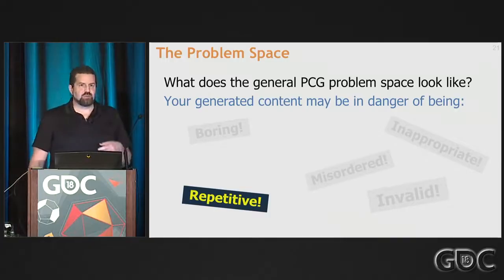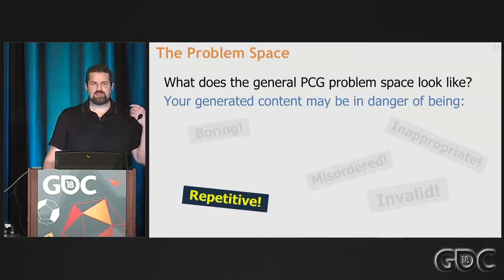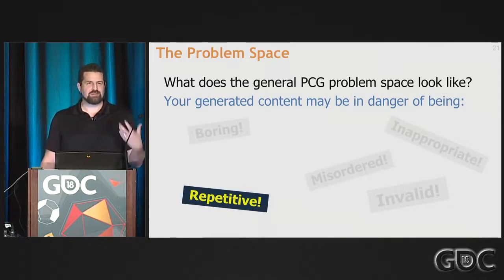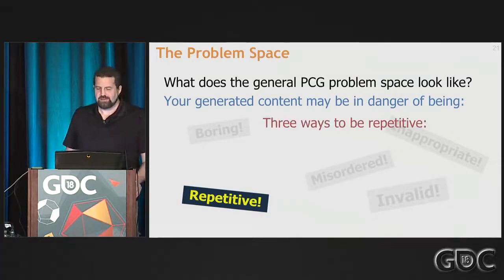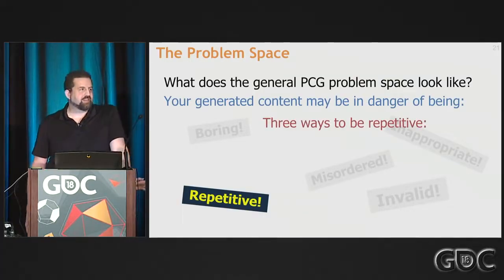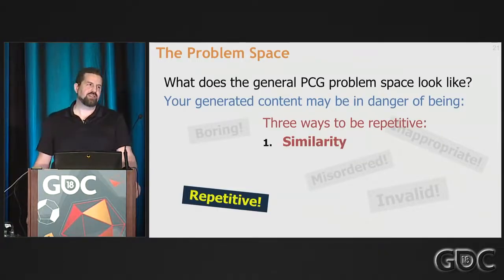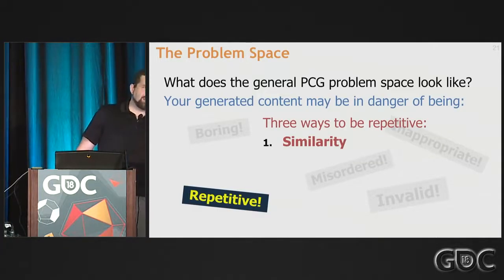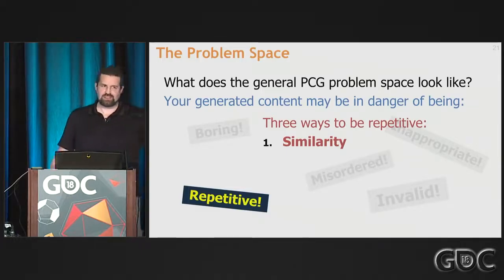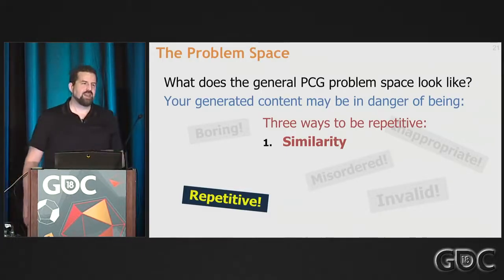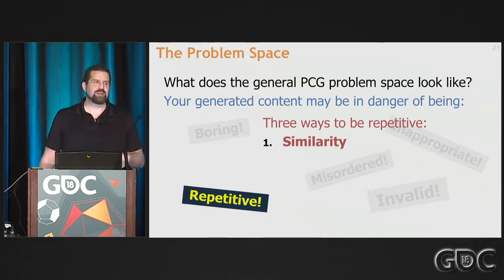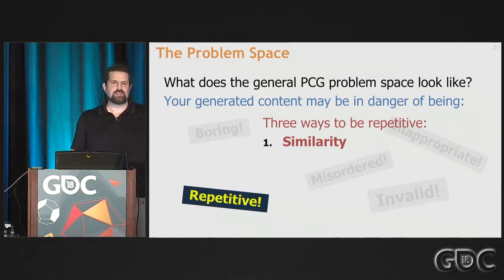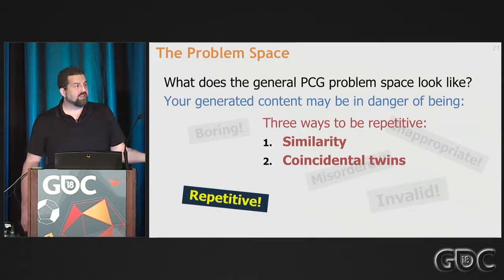Another problem is repetition. If I have two things that are very similar, they're kind of samey and boring. There's actually three ways, I think, of being repetitive with procedural content. The first one is similarity. Yep, there's another sine wave looking mountain, just like the previous sine wave looking mountain that you had. It's not exactly the same, but it's not interestingly, distinctly different. So just sameness.